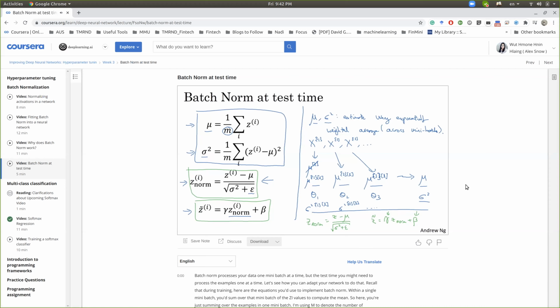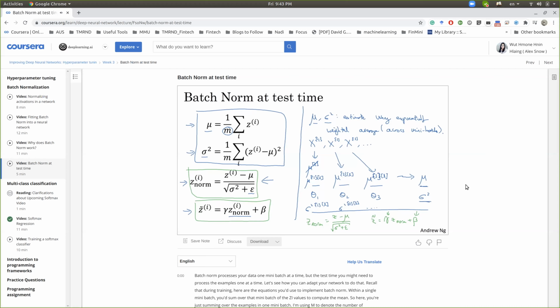But in practice, what people usually do is implement an exponentially weighted average where you just keep track of the mu and sigma squared values you're seeing during training and use an exponentially weighted average, also sometimes called a running average, to just get a rough estimate of mu and sigma squared.